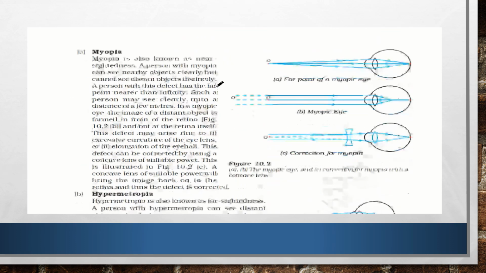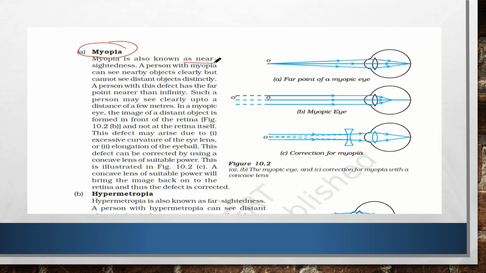Now let us move down here. So what is myopia? Myopia is also known as nearsightedness. A person with myopia can see the near objects clearly but is unable to see the distant objects distinctly. So this is myopia or nearsightedness, because near objects he is able to see clearly, but distant objects he is unable to see properly. A person with this defect has a far point nearer than infinity. Such a person may see clearly up to a distance of a few meters.